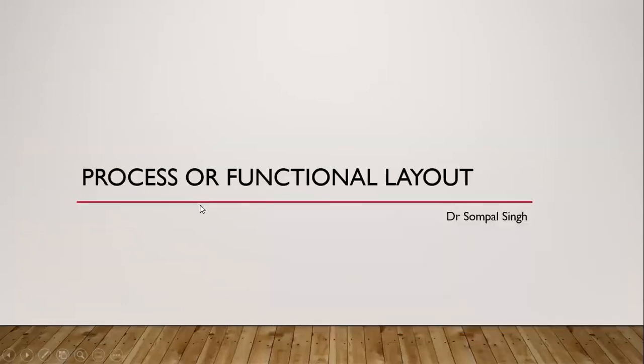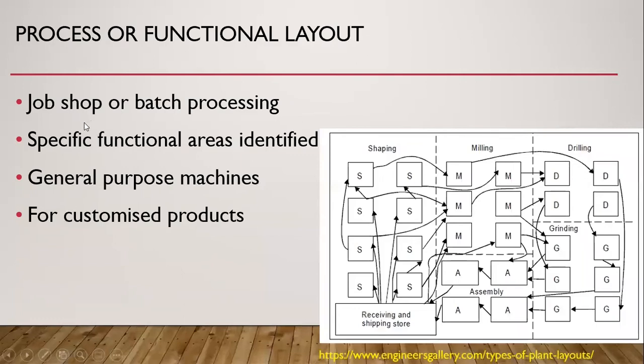Then process or functional layout. This is for job shop or batch processing. Here specific functional areas are identified, and the machines are general purpose machines because the products may be customized. So this is an example of process or functional layout.